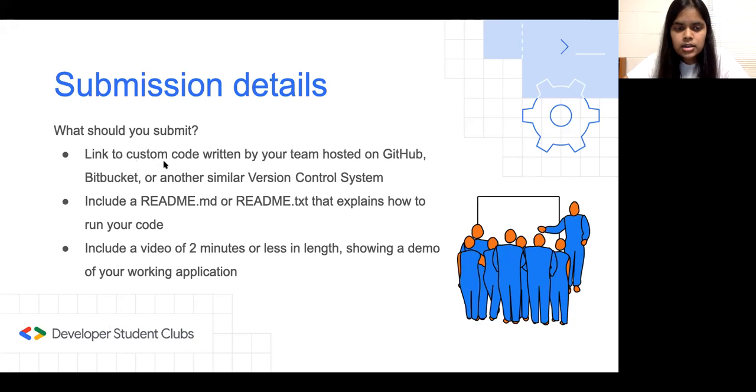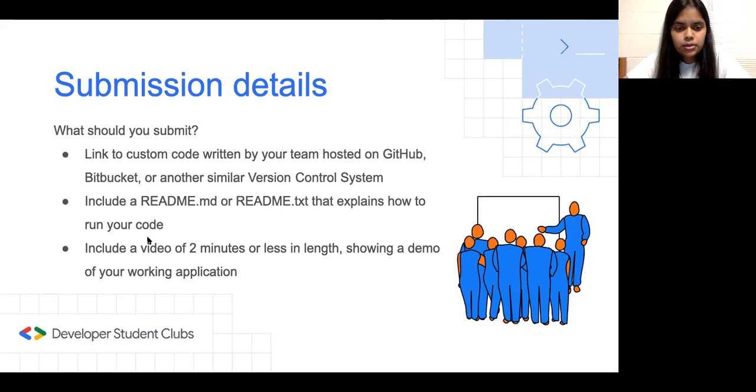The next thing is that you need to include a README, which should explain how to run your code. This can be as elaborate as you need it to be, but it should have very clear instructions on what happens when your repository gets cloned and how you actually run your code. So this should be a good description and a list of instructions.